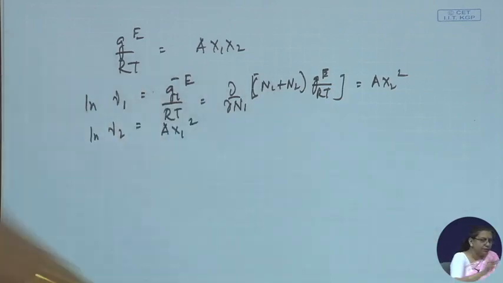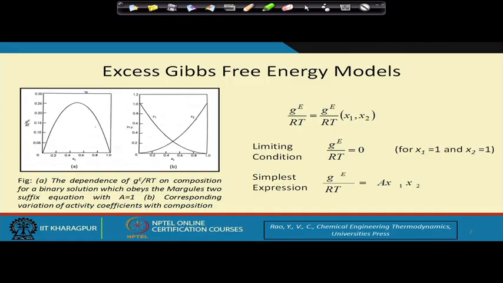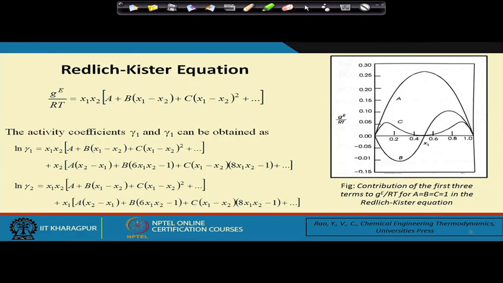And we have also depicted the curves of excess Gibbs free energy of a solution as a function of composition, and also ln gamma 1 and ln gamma 2 as a function of composition. I had also mentioned in the last class that although the 2 suffix Margules equation is good for very simple spherical molecules with similar types of attractions, for most cases we need to modify this equation in order to incorporate the non-ideal behavior of solutions. Now, what are the different ways by which it is done?